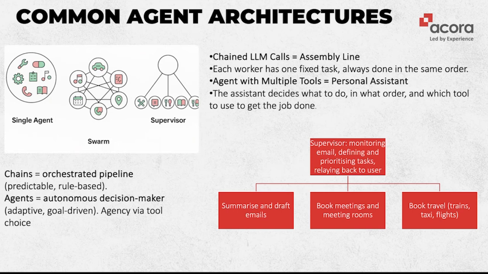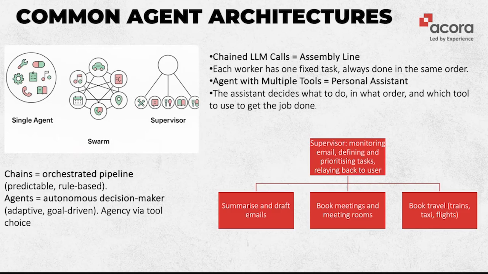In comparison, if we think of a personal assistant, and I've drawn a bit of a diagram down here, we might have a supervisor agent that needs to monitor our email inbox, define what tasks need to be done, prioritize those tasks, and relay back to the user what has been done. Whereas all the sub-agents underneath it would need to maybe read emails, summarize them, draft responses. We could have a sub-agent that's dedicated to booking meetings, another one that's dedicated to booking travel. And even within those sub-agents, they have access to different tools.